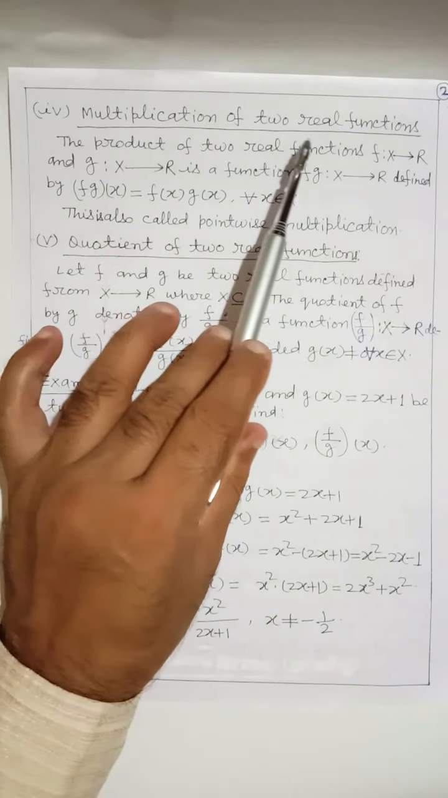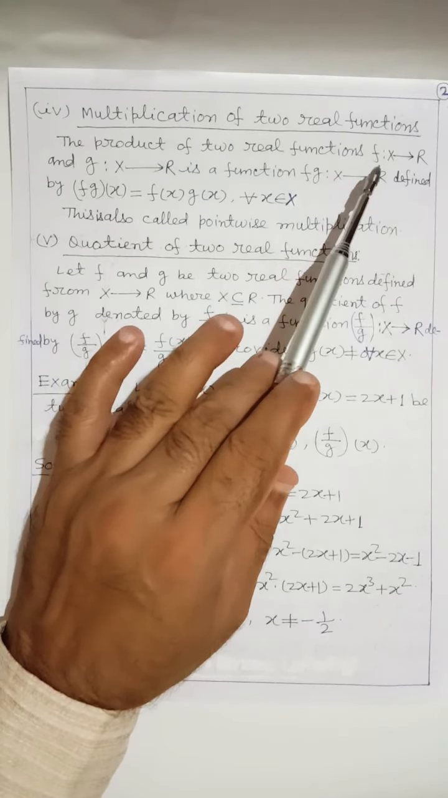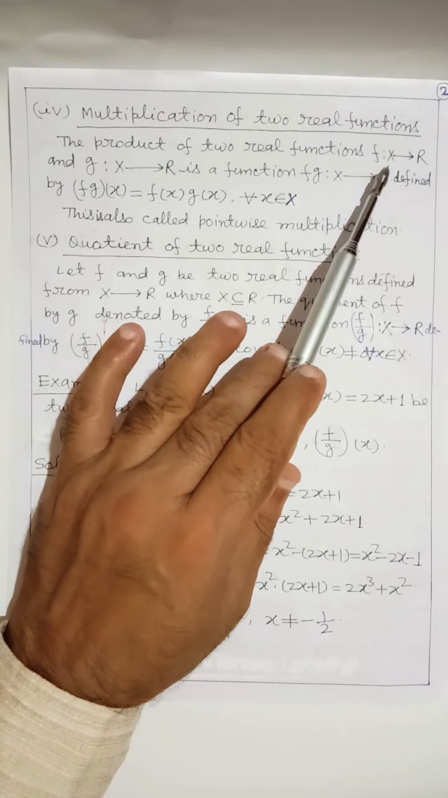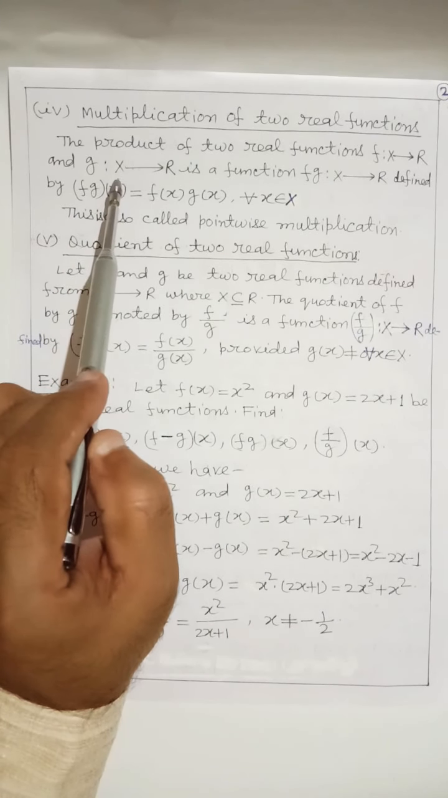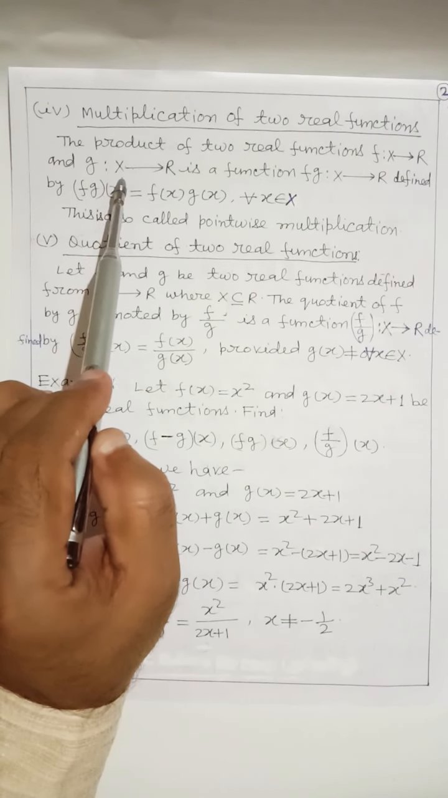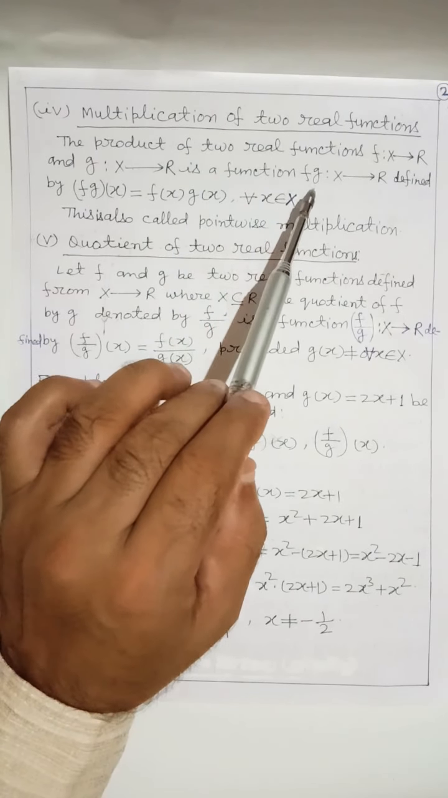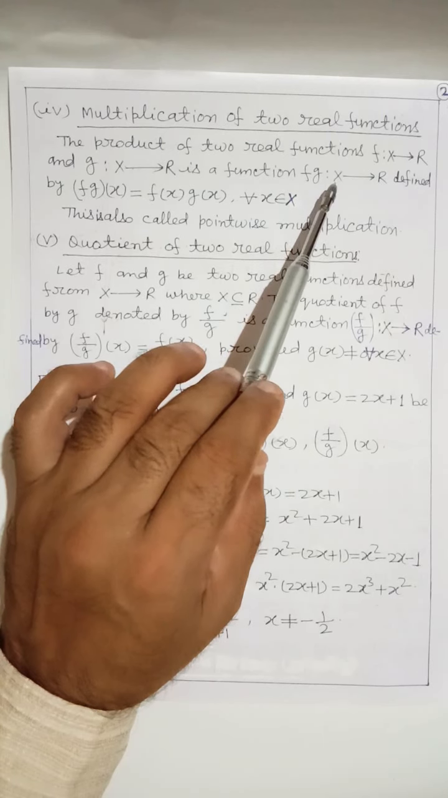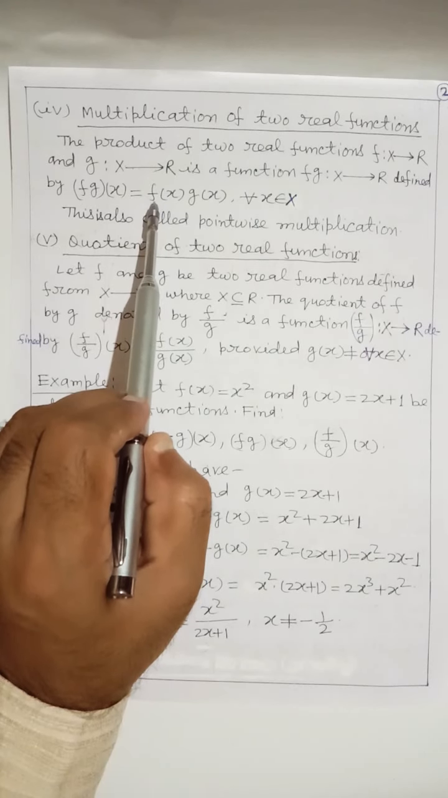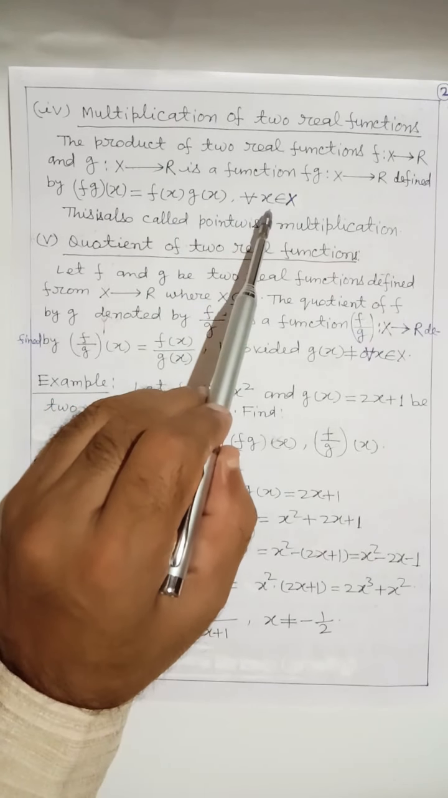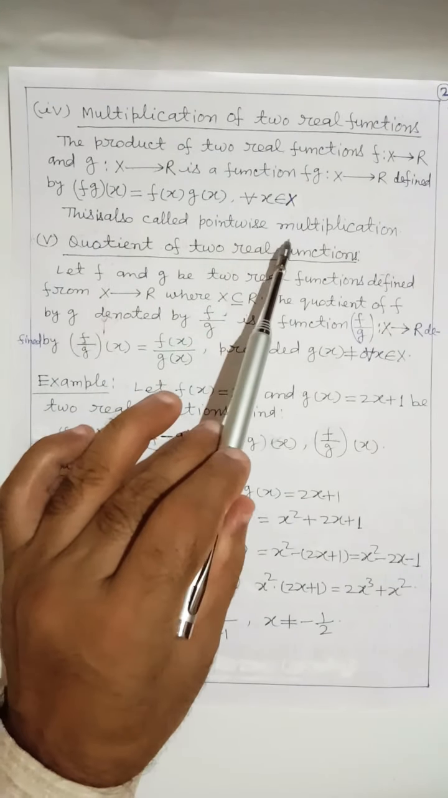Fourth, multiplication of two real functions. The product of two real functions, that is f defined from X to R and another function g which is also defined from X to R, is a function fg defined from X to R such that (fg)(x) equal to f(x) into g(x) for all x belongs to X. Dear students, this is also called point-wise multiplication.